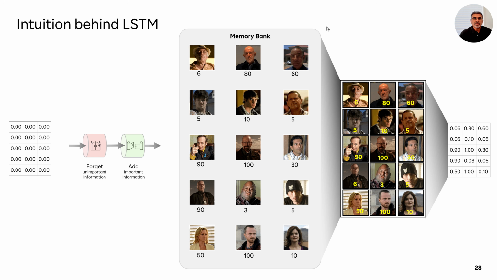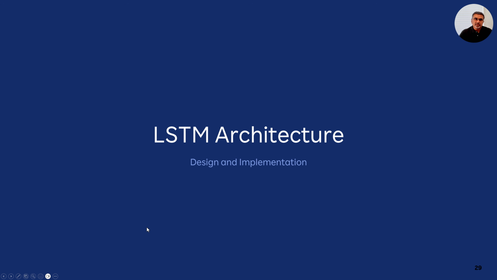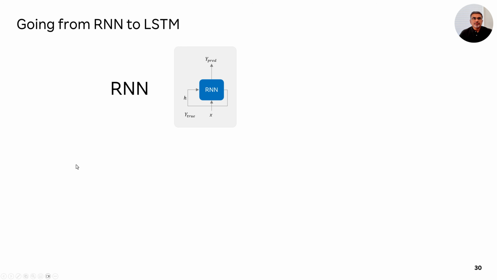When there are several subplots within it, there are several characters within it, and so on. Now, how do you go from here to actually understanding LSTM? Let's study that next. Let's start with a high level architecture first. So let's actually start with a classical recurrent neural network.